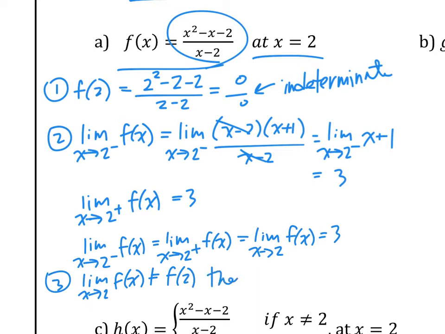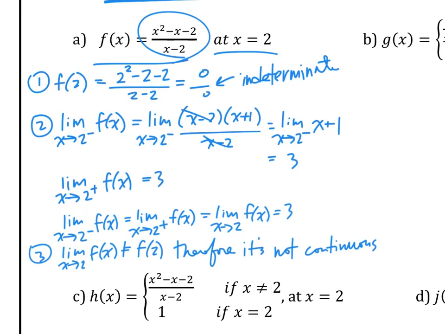So therefore, it's not continuous at x equals 2. Okay, please make sure you do write everything out, especially this x equals 2. Don't just write 2. It's very ambiguous what you mean.